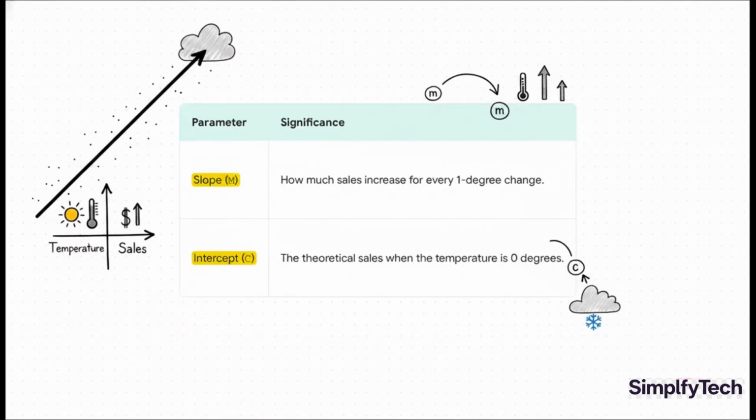And the cool thing is, we can actually peek inside the model's brain and see these two numbers it calculated. The slope is super useful. It tells us, for every single degree the temperature goes up, exactly how many more ice creams Jeff can expect to sell. The intercept is kind of like our baseline, the theoretical sales on a freezing 0-degree day.